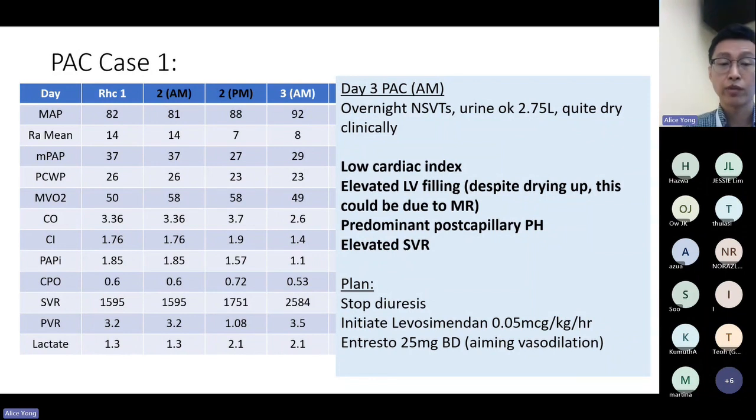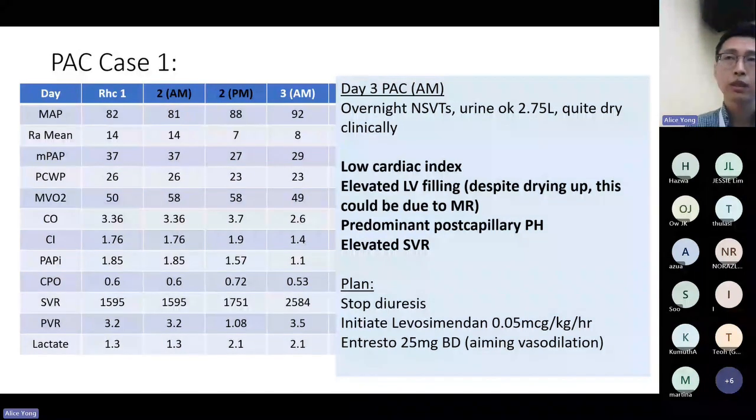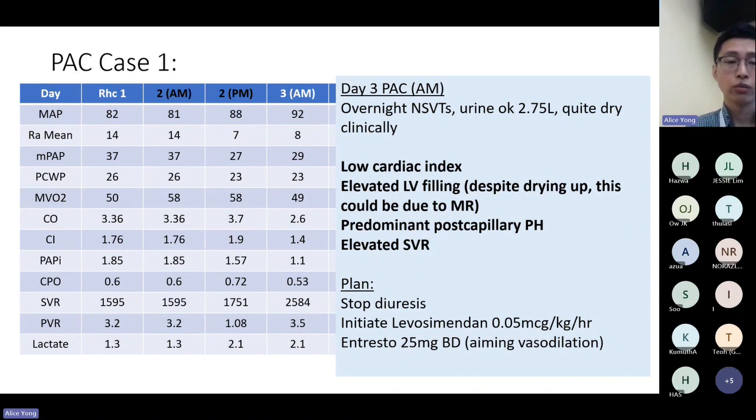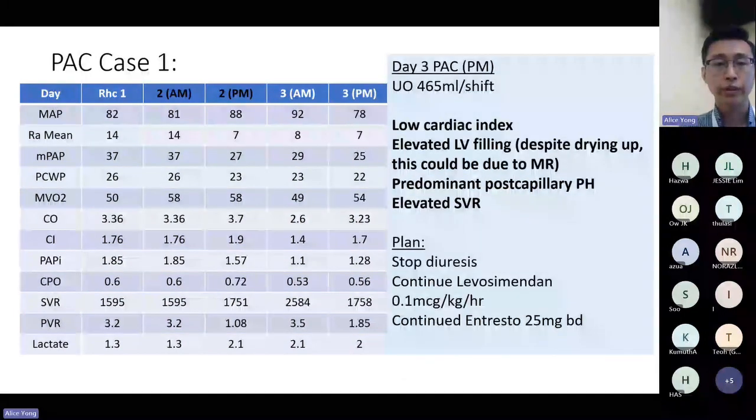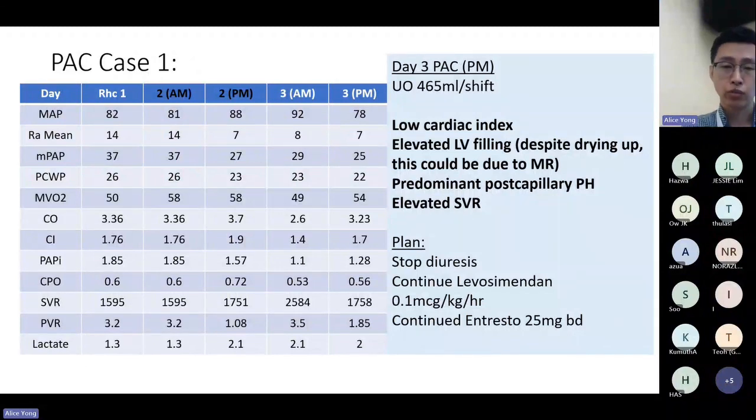So we started with levosimendan, and we start Entresto because Entresto has the vasodilating effect in the valsartan and some in the sacubitril. So we hope that we can start this to test the water, whether the patient can tolerate it or not. So what happened next is when we start the levosimendan, not too bad. You can see the SVR start to come down already. Okay, the cardiac index is slowly going up in trend, but that I think is the best, and the patient is still in dry mode now. Okay, so we continue on the Entresto.